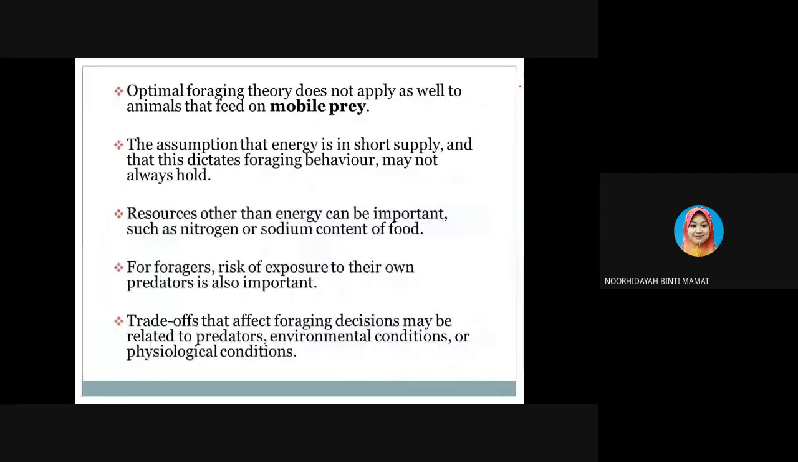Optimal foraging theory does not apply as well to animals that feed on mobile prey. The assumption that energy is in short supply and that this dictates foraging behavior may not always hold. The theorem fits well for animals that search for immobile prey. Resources other than energy can also be important, such as the nitrogen or sodium content of food.